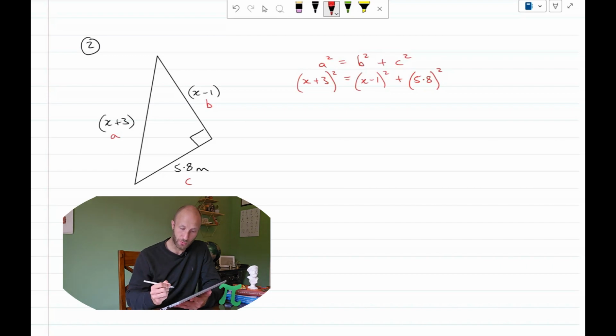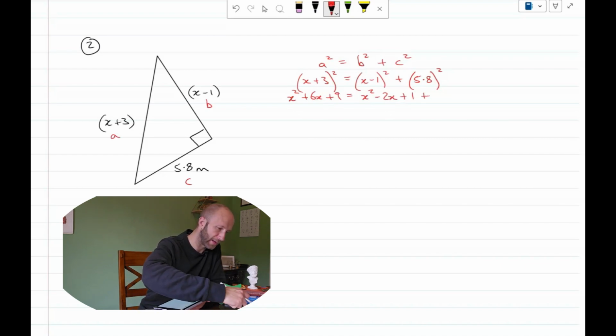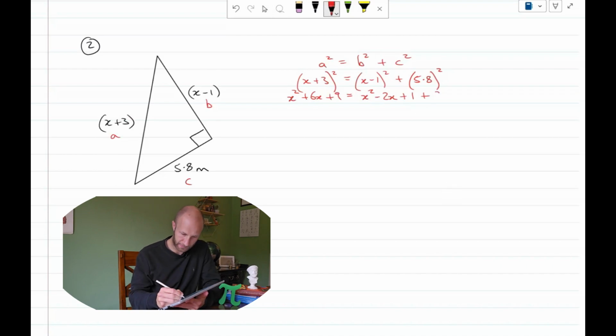I'm going to use a shortcut method here, and the shortcut method for expanding is that you square the first term, x squared, you times x by 3, 3x, and double it, 6x, and you square the last term, 3 squared is 9. Same with this one, square the first term, x squared, times minus 1 by x and double it, minus 2x, and then square minus 1, minus 1 times minus 1 is positive 1. And then 5.8 squared, I can just quickly pop into my calculator and get 33.64.